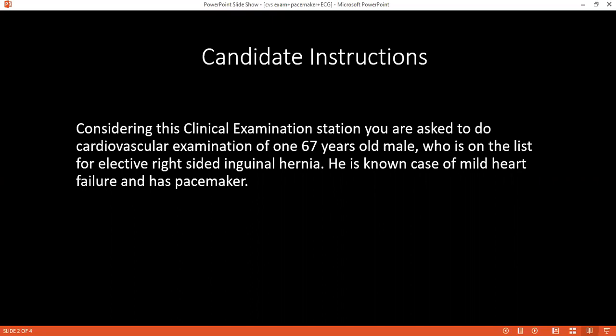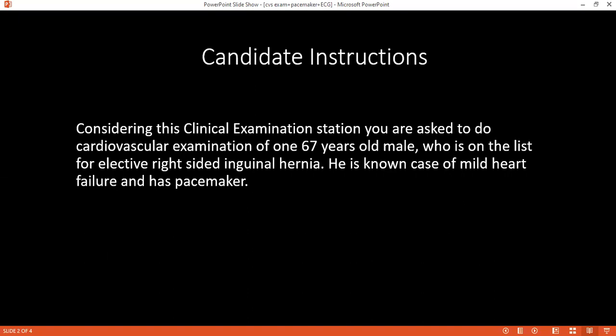The apex is in this position, and in the interclavicular space there is no murmur. On examination of the limbs, there is lower limb edema in both legs.